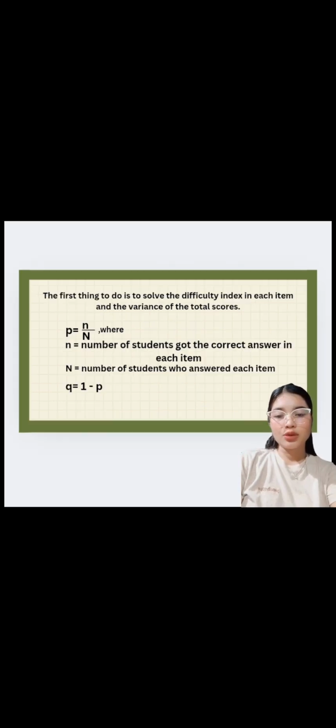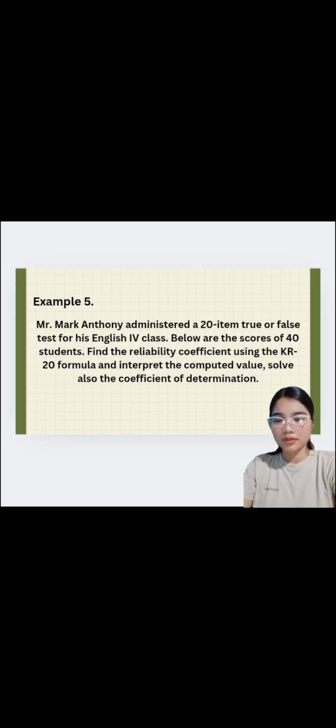The first thing to do is to solve the difficulty index of each item and the variance of the total scores. P is equal to n over N, where small n is the number of students who got the correct answer in each item, while capital N is the number of students who answered each item. Q is equal to 1 minus P.